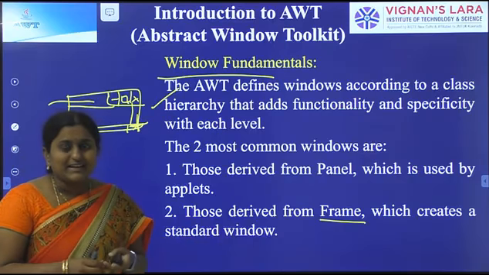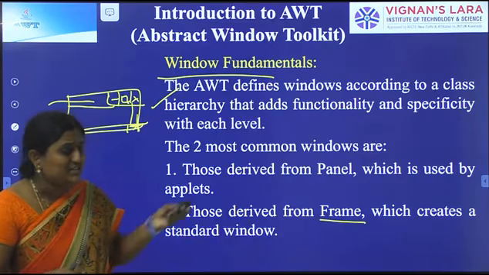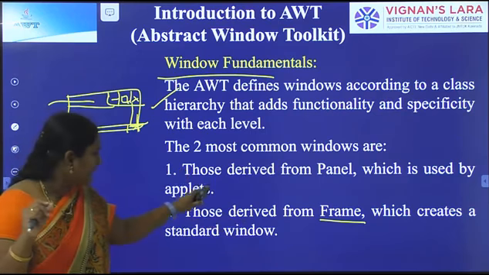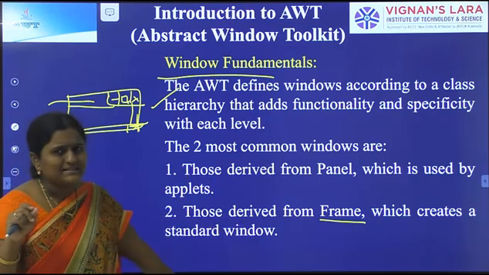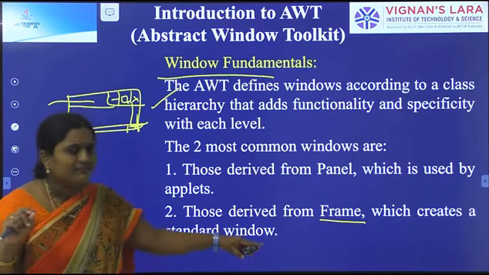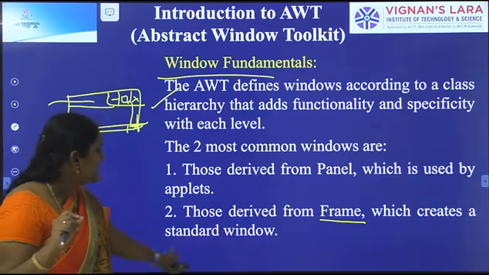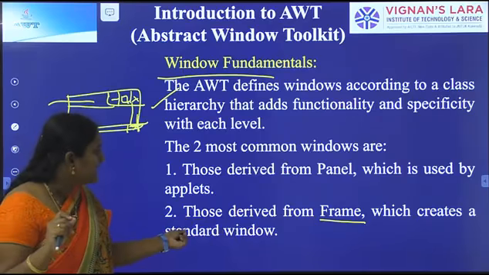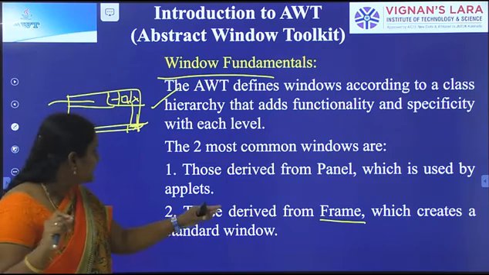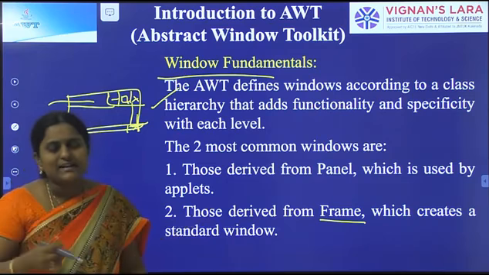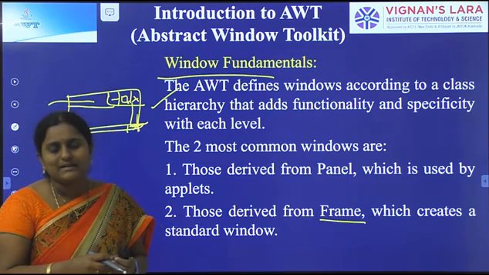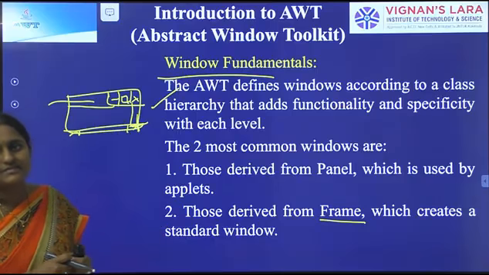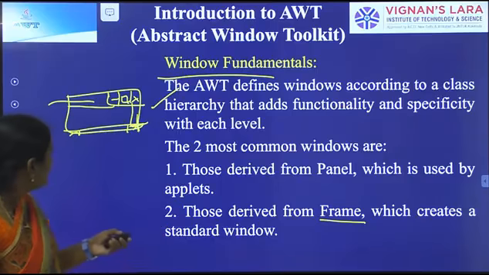In Java we can create a window in two ways. The first is those derived from Panel, which is used by applet; in Panel, applet is the subclass. The next is those derived from Frame, which creates a standard window. So we can create windows by using the Panel class and by using the Frame class.